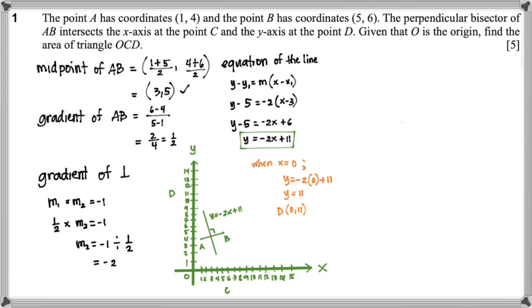And when y is equal to 0, the x-intercept, we know that y is equal to negative 2x plus 11. So 0 is equal to negative 2x plus 11. 2x is equal to 11. Hence, x is equal to 11 over 2. So point C is 11 over 2, comma 0.